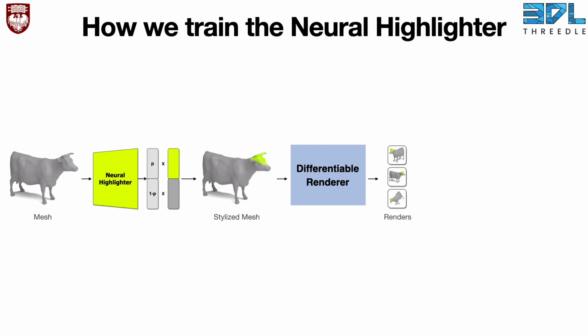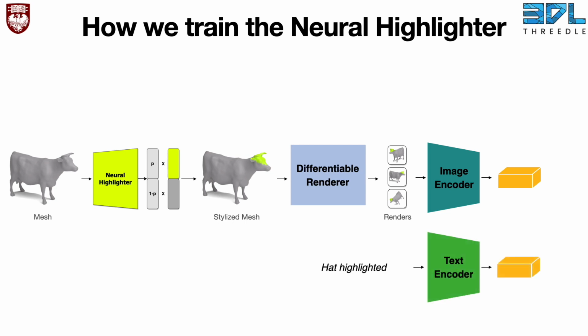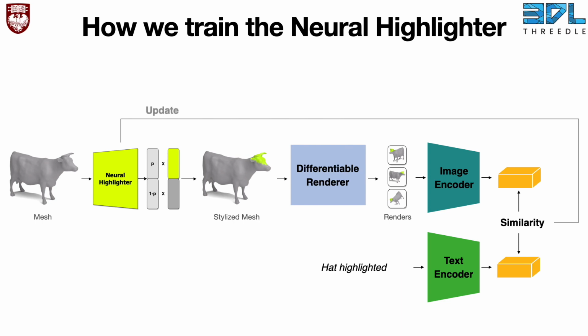Next, we render 2D images of our highlighted mesh with a differentiable renderer. Then, we utilize the joint image text embedding space of CLIP, a 2D pre-trained vision language model. We encode each render with CLIP's image encoder and take their average latent representation. Similarly, we encode our target text prompt with CLIP's text encoder to get a second encoding in the same latent space. Finally, we compute the similarity of our two latent representations and use this loss to update the weights of our neural highlighter.